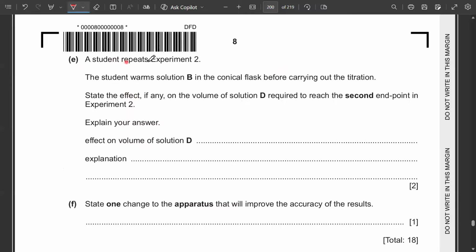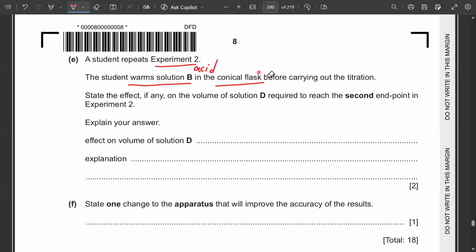Then E part: a student repeats experiment 2. The student warms solution B in the conical flask before carrying out the titration. State the effect, if any, on the volume of solution D required to reach the second endpoint in experiment 2. Explain your answer. The student repeated experiment 2, but this time warmed the solution, which means heated the solution in the conical flask. B was the acid, which was placed inside the conical flask.